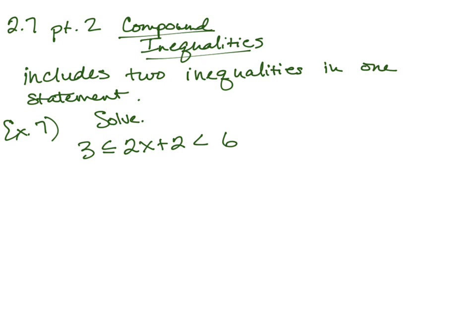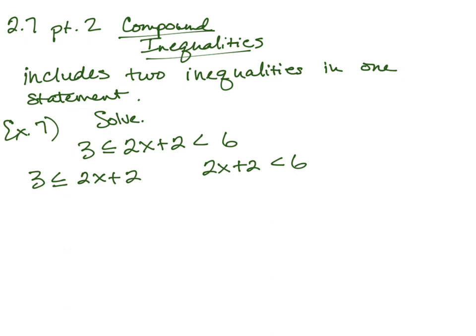Okay, so we'll write it as two separate inequalities. Split it. You can split it and you can solve both. So that's what we're going to do. The first one's going to be 3 is less than or equal to 2x plus 2. And while that is true, 2x plus 2 is less than 6. And then we're going to solve each.